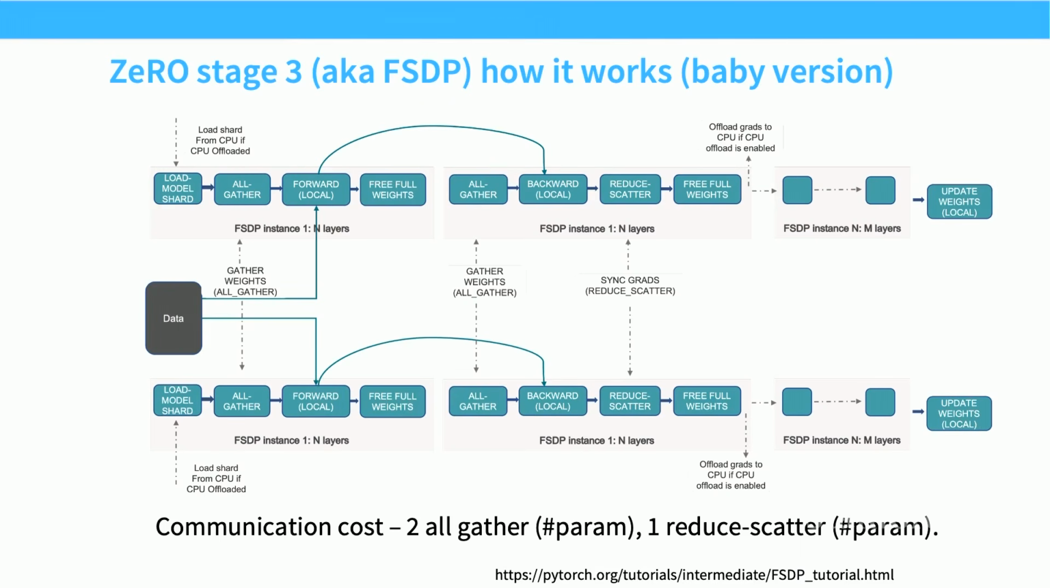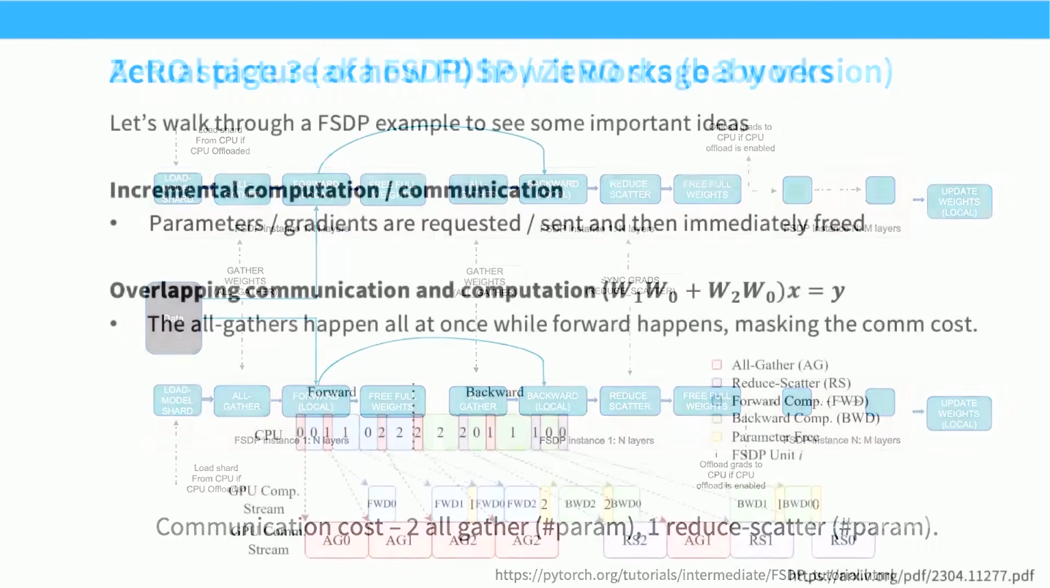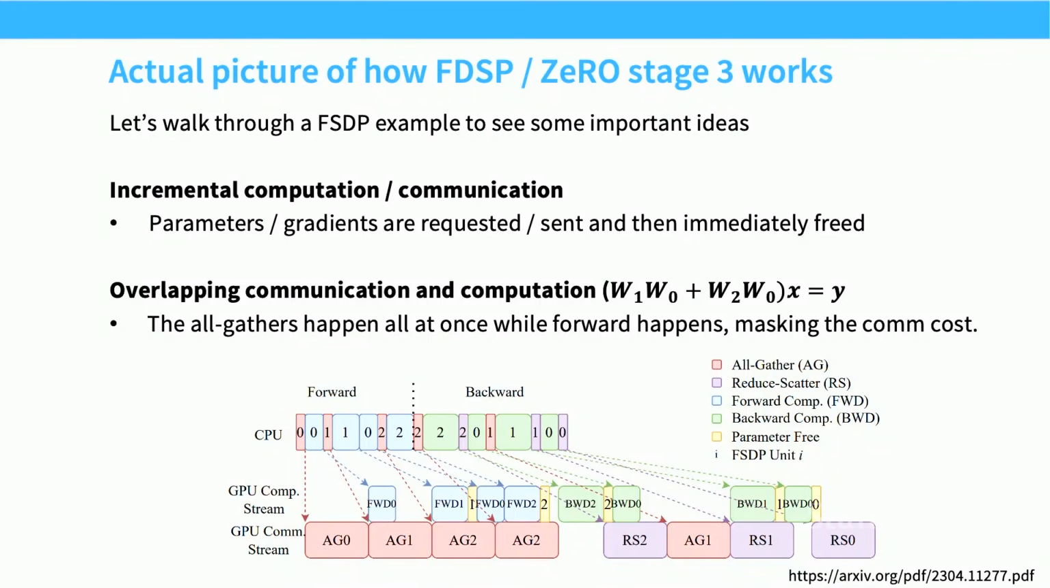So what's the communication cost, right? How many all-gathers did we do? We did 2 all-gathers, 1 reduce-scatter. So we have 1 extra all-gather, which seems bad. The second thing is this seems a little crazy in terms of the overhead because we're doing communication all the time. Every layer, we're doing this communication. You might think that this is extremely expensive and bad.